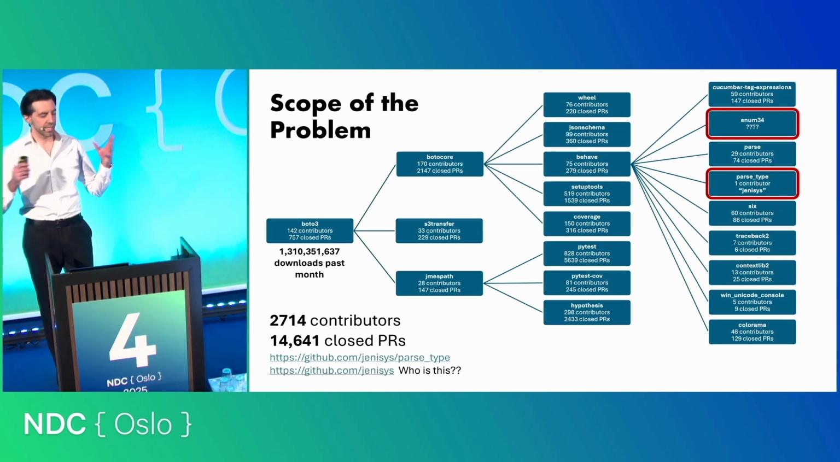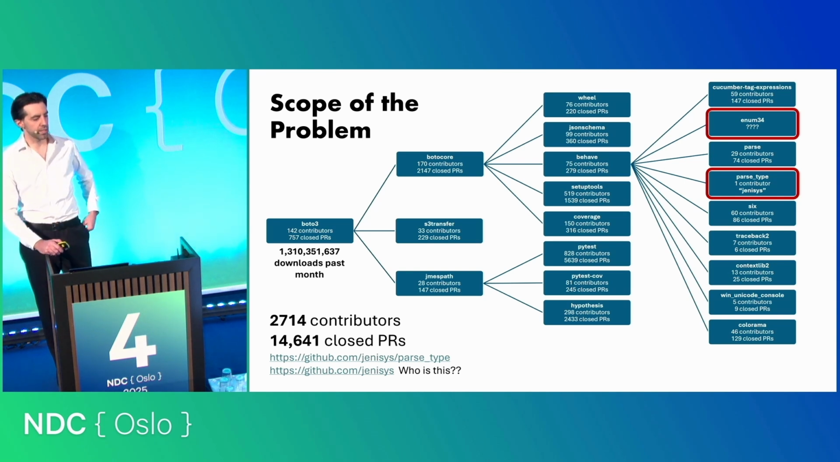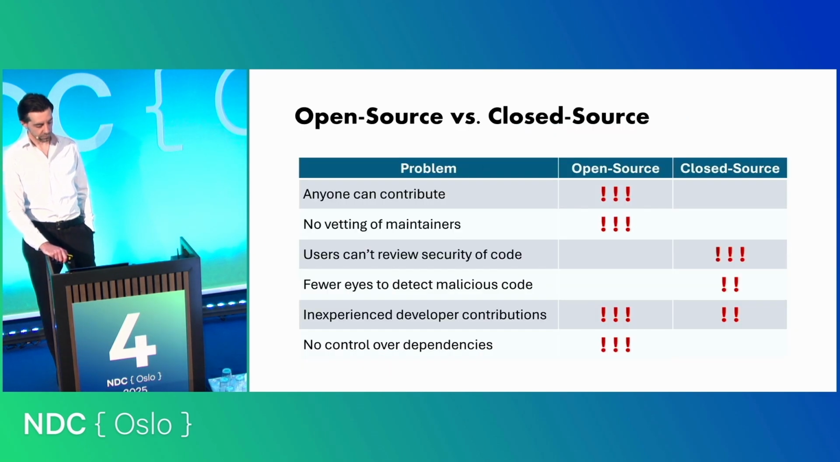So this kind of gives you an idea of the sense of scope of this and just how difficult it is to really trace these issues and make sure that the dependencies you're using are actually safe. And on the topic of open versus closed source, it can really go either way. There are benefits and drawbacks to each. With open source, obviously anyone can contribute, so you have things like Gia T25 going in there, and as a new contributor, we're going to allow them to do that. You have no vetting of those maintainers like we saw in that case.